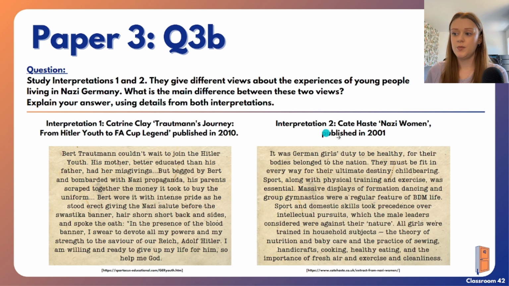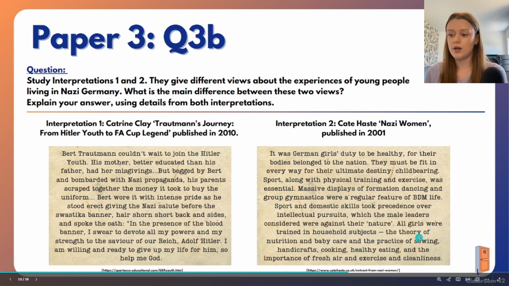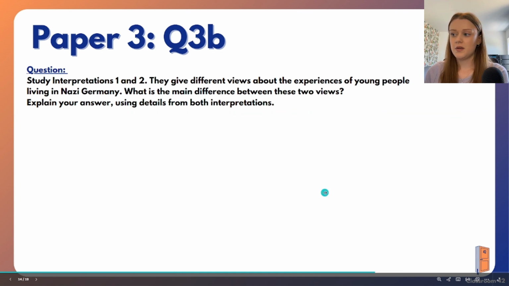Whereas our interpretation 2, which is written by Kate Haste, published in 2001, she talks about the German girls' duty to be healthy and how they must sort of be childbearers, how they did lots of sport and sort of domestic skills, which took precedence over intellectual pursuits, and how all girls were trained in household subjects and theory of nutrition and baby care, things like that. So those are our sources.